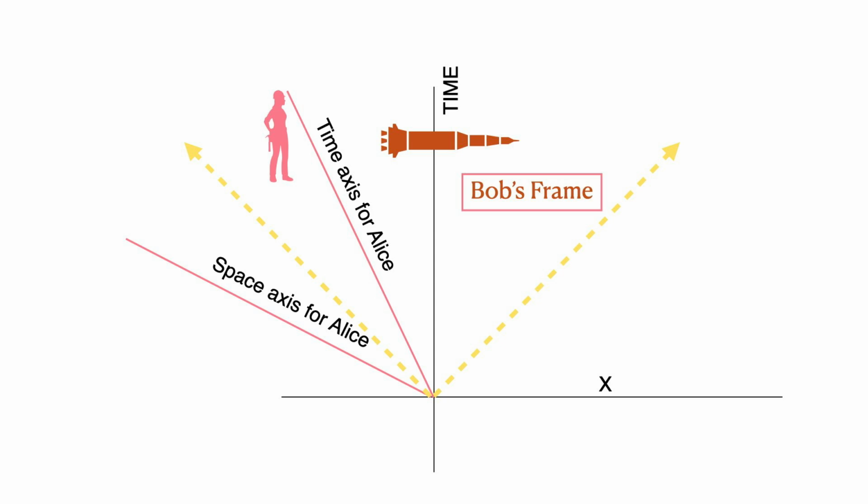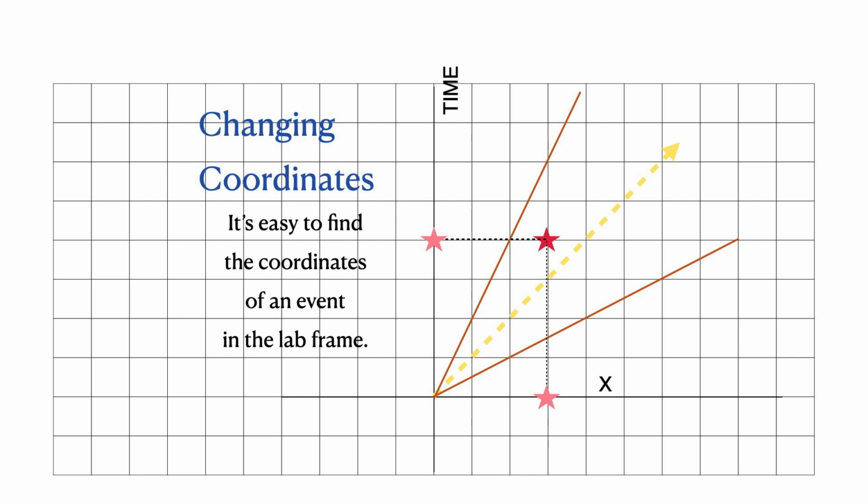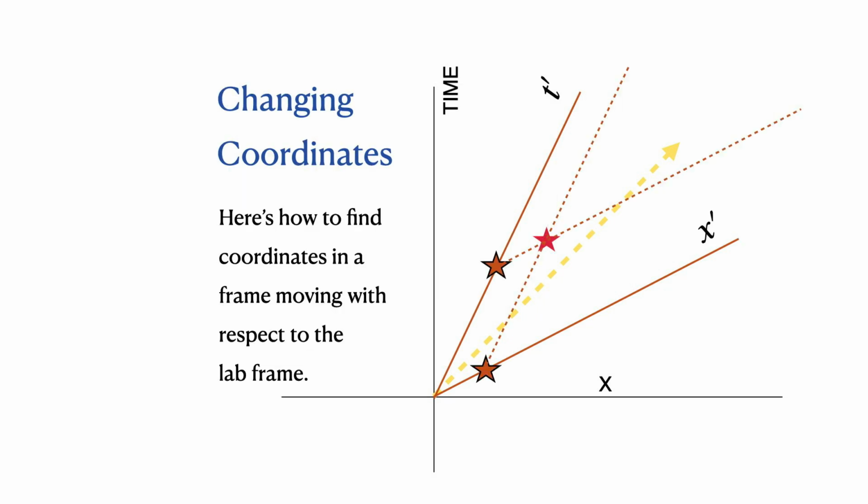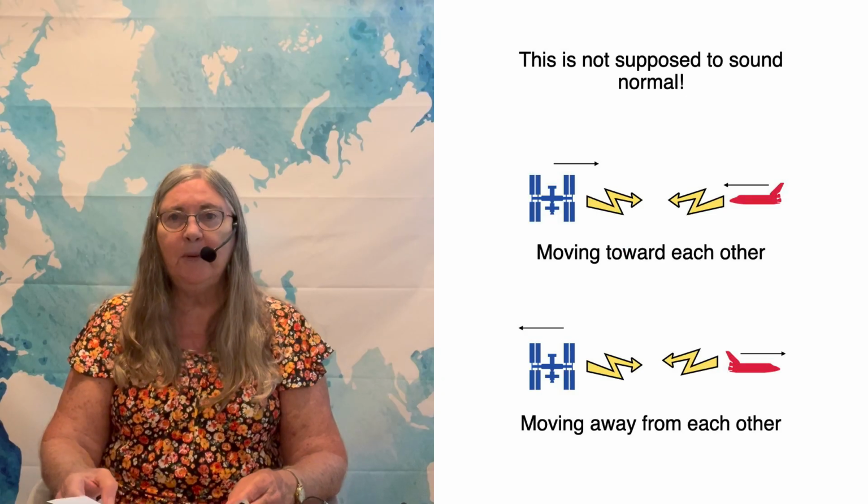Now let's look at how to change coordinates. Suppose we plot any event in space-time. It's easy to find the coordinates in the lab frame. What we do is draw lines parallel to the axes and see where each one intersects the other axis. To find coordinates in a frame moving with respect to the lab frame, we do the same thing. We draw lines parallel to the time and space axes and see where each one intersects the other axis. This is not supposed to look normal.